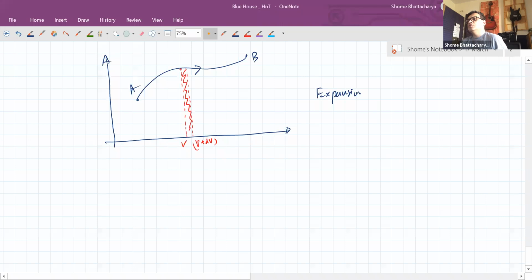Okay. So for this small displacement from here to here, what is that work done? It is P dV with a plus sign, no? Because P is of course absolute pressure, which is the pressure at this point. But here dV is positive because it is an expansion that is taking place. The gas is expanding. Okay.